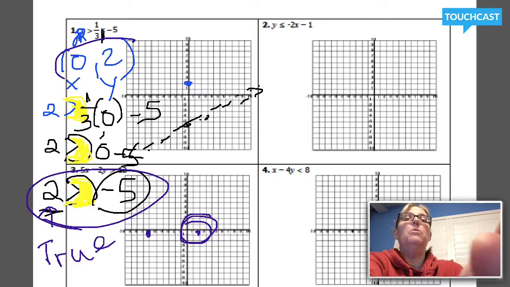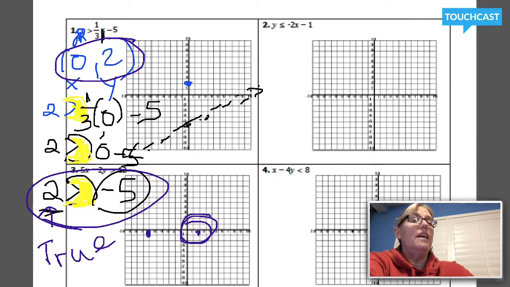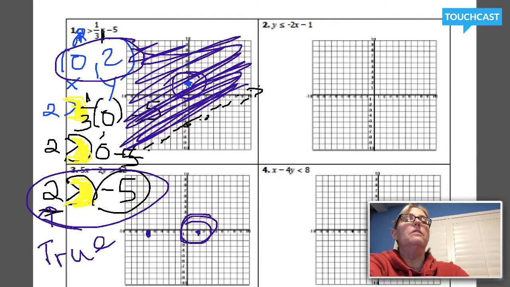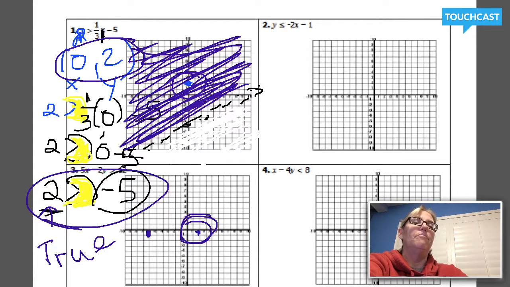which means this point here that I plugged in is true, which means the side of the line that this point lies on is true. It happens to lie on this side of the line, not the one that's below it. So I'm going to color in all the parts above that line. And then anything below, anything down here in the wide area, is false. We don't want that. Okay? And that's how you check a test point.